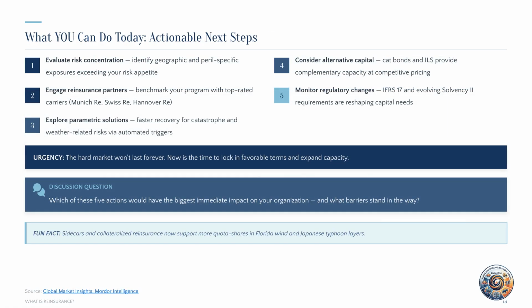To move forward today, you should evaluate your current risk concentrations, engage with top-tier partners, and explore innovations like parametric solutions or alternative capital. Monitor regulatory shifts as they continue to reshape capital requirements. The hard market cycle provides a window of opportunity to secure favorable terms.